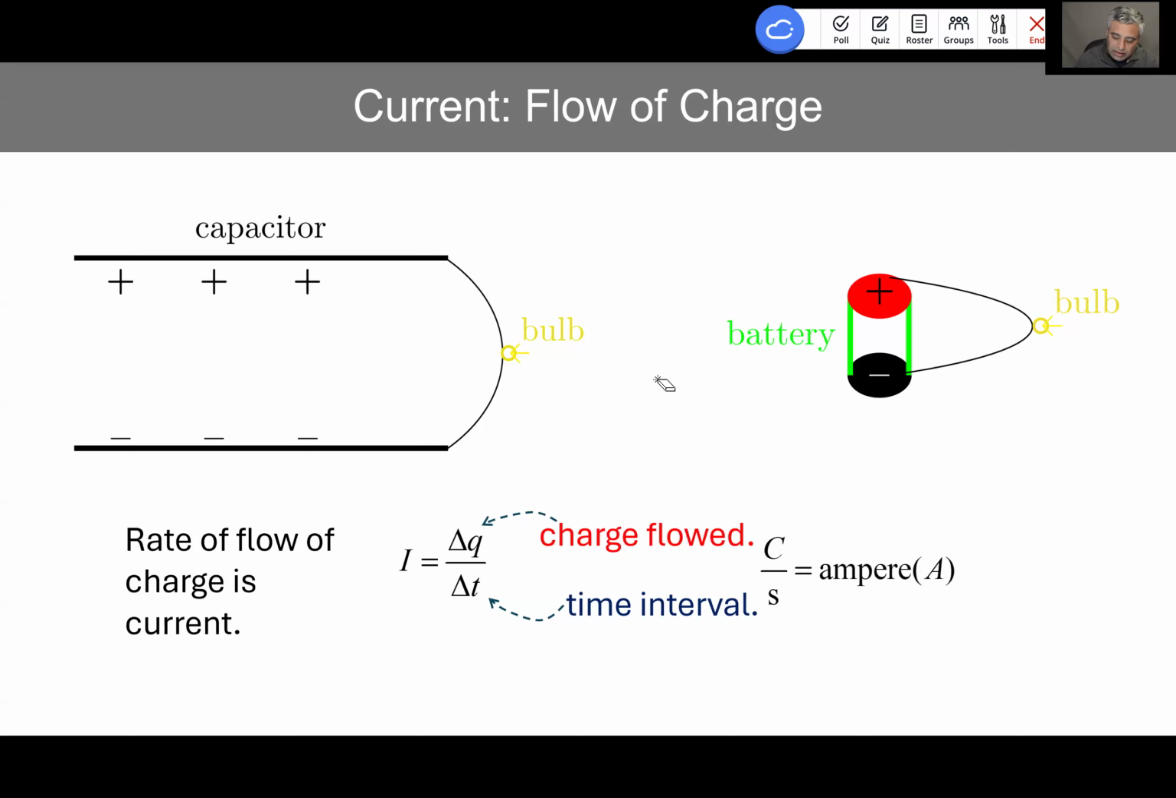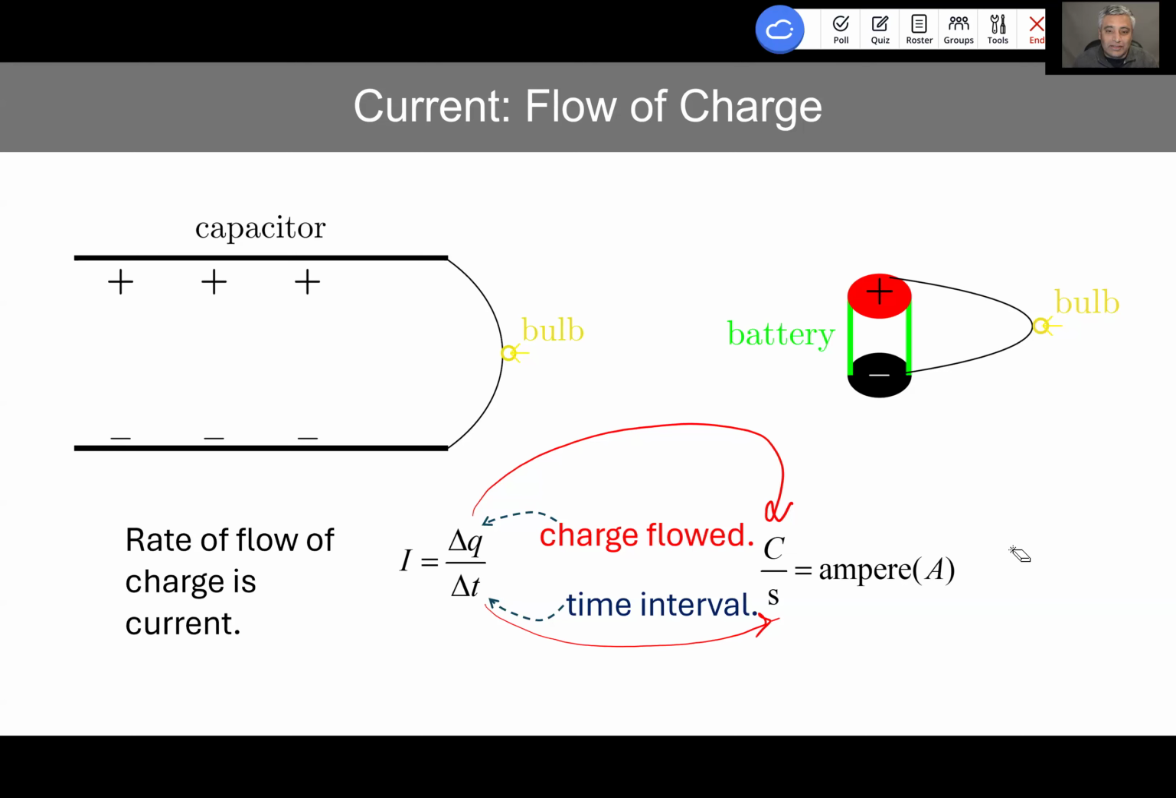So the unit of current can be written as the unit of charge, which is coulomb, over the unit of time interval, which is second. So coulomb per second is the unit of current, but it is called ampere based on the name of a scientist, right? We have seen other units like that. So basically, that's the current, the rate of flow of charge.